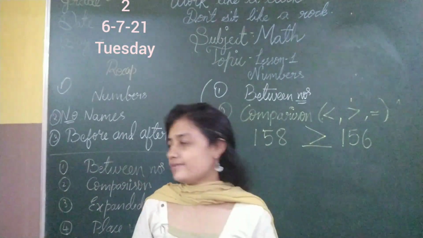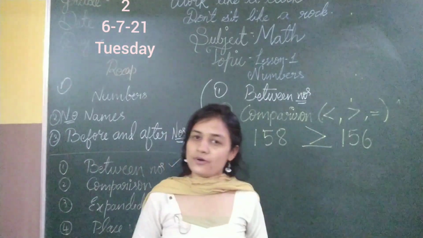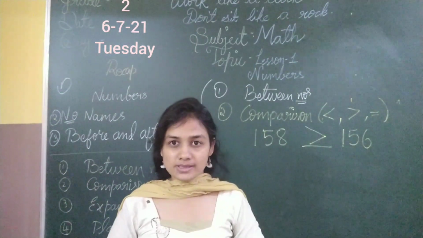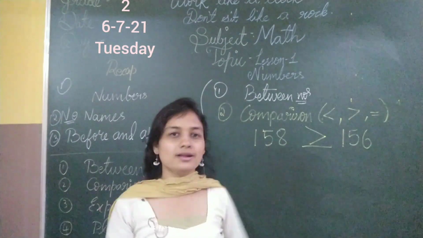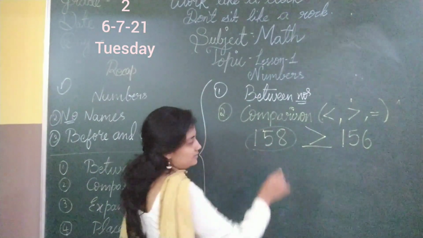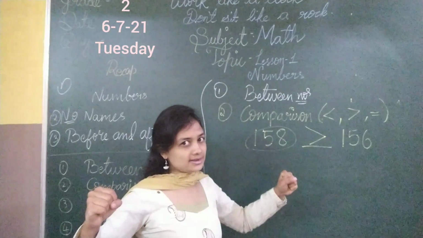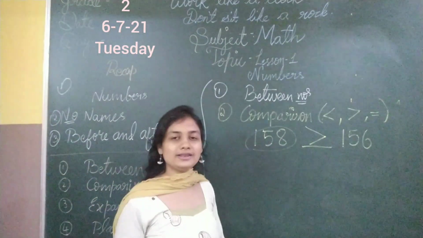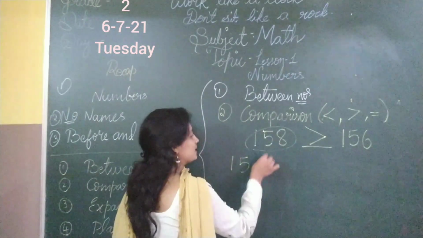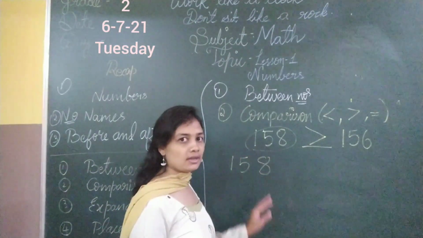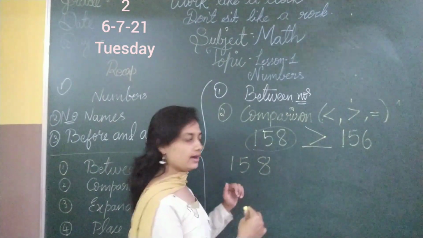The next topic that we are going to learn is expanded form. Expanded means make it bigger, stretch it and make it bigger. So the numbers which we have here, we are going to stretch and make bigger. That is called expanded form. Now let me take the same number.